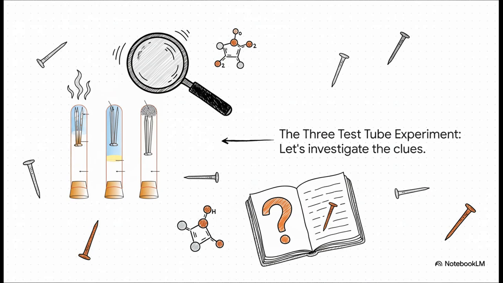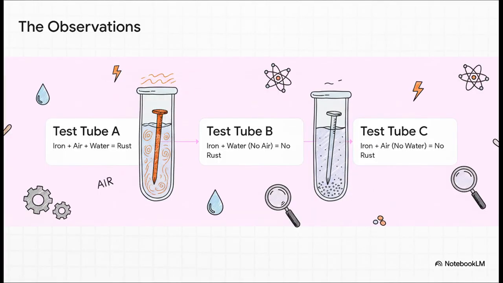And to investigate these clues, we're going to use this famous experiment, the 3-test tube experiment. Think of each test tube as a little scene where we can test our ideas. All right, so let's look closely at what we observe in each test tube. In test tube A, the iron nails are exposed to both air and water. And what's the result? Yep, we see rust forming.